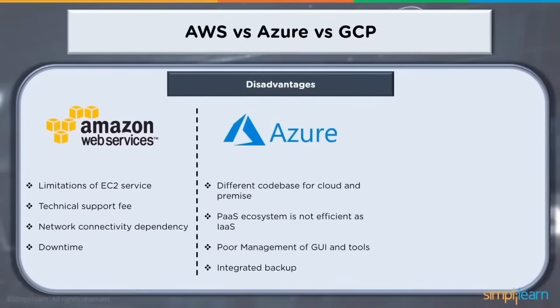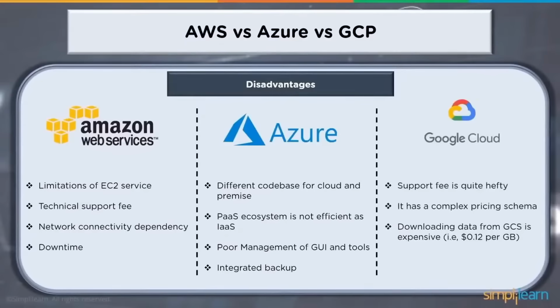Platform as a service ecosystem is not really as efficient as infrastructure as a service. Poor management of GUI and tools, integrated backup. When we talk about Google Cloud, the support fee is quite hefty. It depends on what kind of solution or support you or an organization would be interested in.